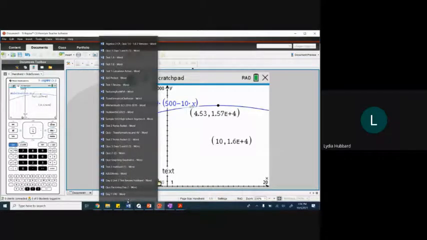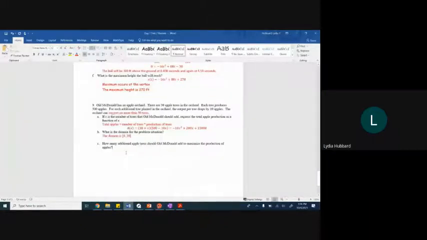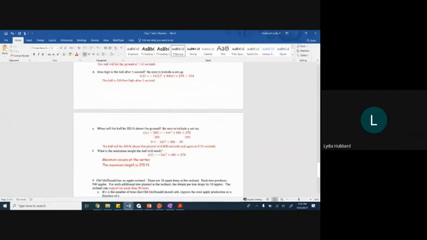So we'll go back and we'll say he should add 10 trees to maximize production. And again, you could use this for any maximum. Whether we're trying to maximize area or maximize production, anything like that, you will always be able to look for the maximum happening at that vertex. And so that should finish us out for this review.